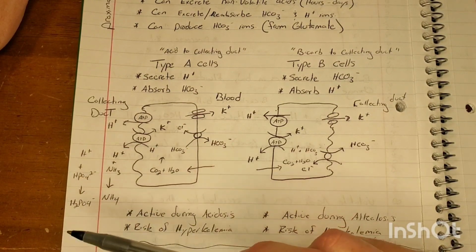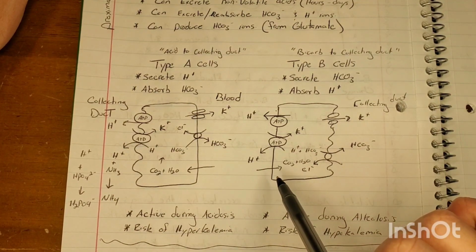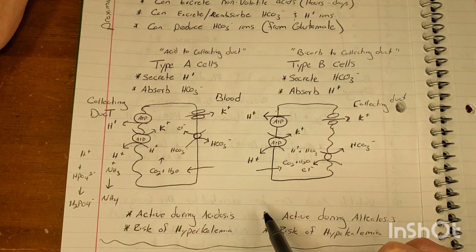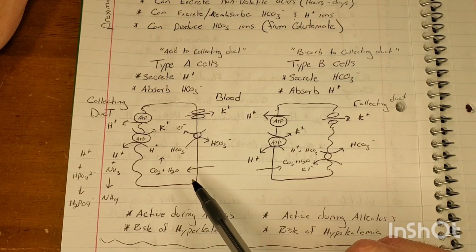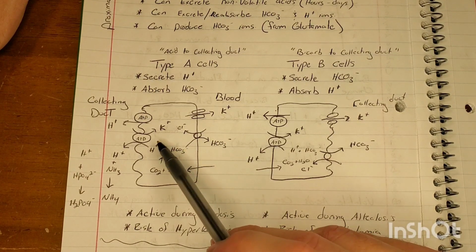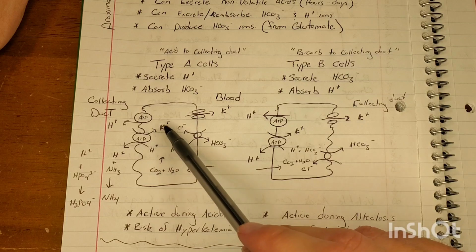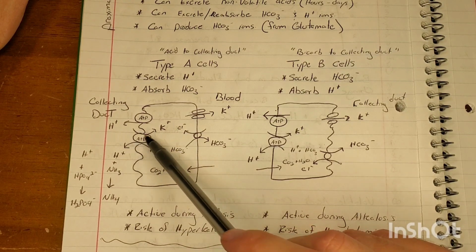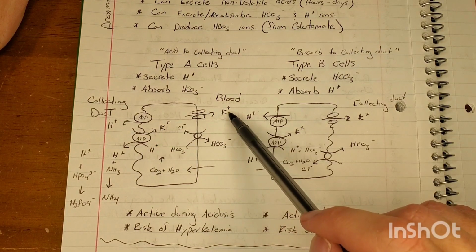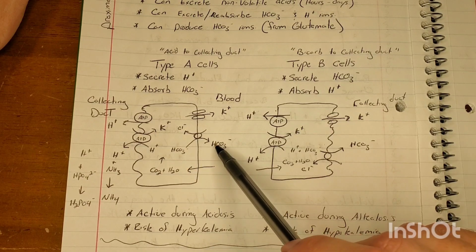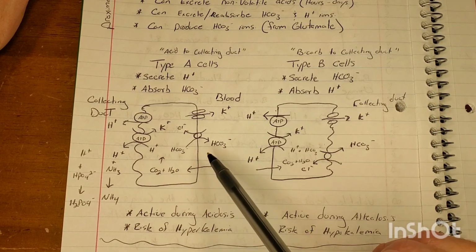So in situations where we have elevated hydrogen ions in the blood, we're going to want to get those out into the lumen. So these cells here are going to use ATP to push hydrogen out. We're going to use an ATP antiporter to push hydrogen out and bring potassium in. And then potassium is going to go to the blood. And then we'll have HCO3, which is bicarb, going to the blood. That's going to help buffer the increased hydrogen ions.